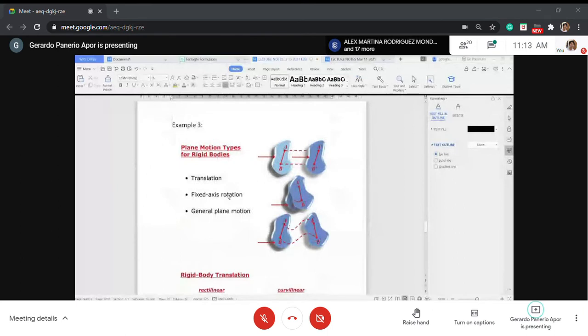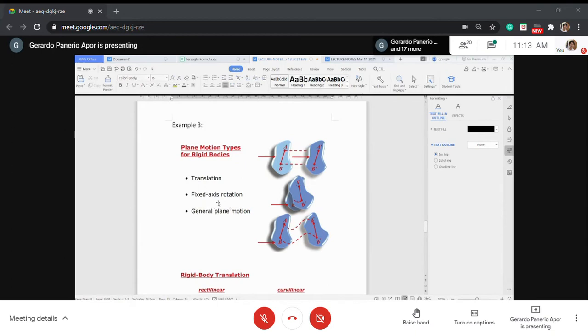Okay. First, I will repeat what I have said. There are three types of plane motion. Number one is translation. Translation is to move the rigid body to another point while its form stays the same. If it is standing, when it arrives it is still standing. If it is lying down, when it arrives it is still lying down. That is translation.